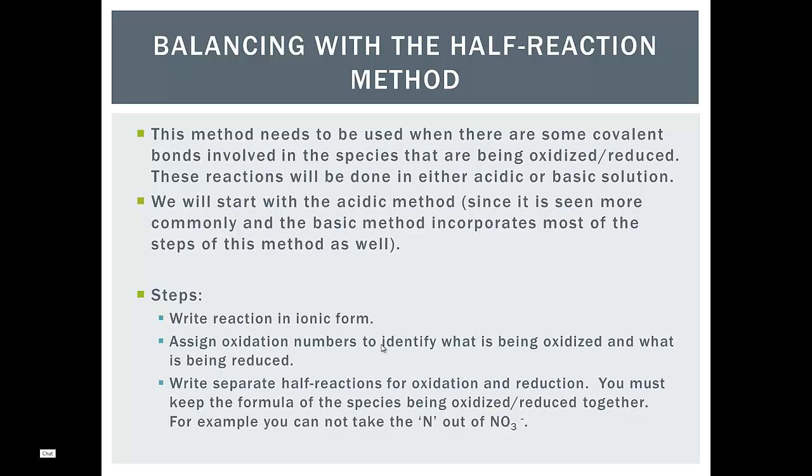So the steps for the acidic method. First, you need to write the reaction in ionic form, if it's not already. You need to assign oxidation numbers to identify what is being oxidized and what is being reduced. You need to write the separate half reactions for oxidation and reduction. So far this is very similar to what we've done before. But here you need to keep the formula of the species being oxidized or reduced together. Meaning if it's covalent, like NO3 negative, the nitrate ion is a covalently bonded thing, you can't pull the N out separately. You have to leave it in the nitrate ion.